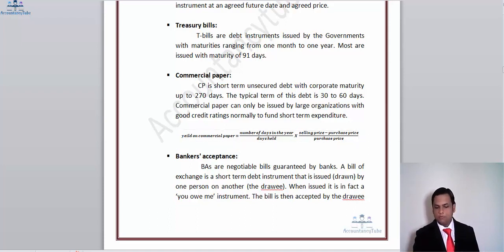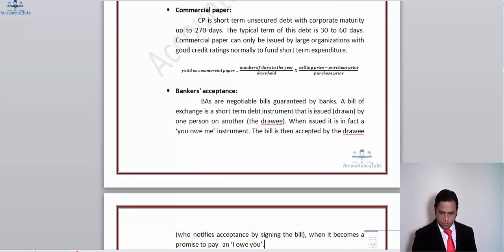Then we've got commercial papers. It's a short-term unsecured debt with corporate maturity of up to 270 days. However, it mainly ranges between 3 months to 6 months, that is 30 to 60 days. Commercial paper can only be issued by large organizations with good credit ratings. There's a formula given over here for its computation.